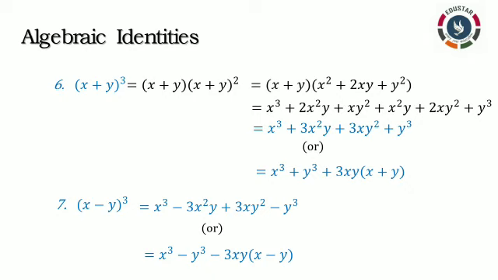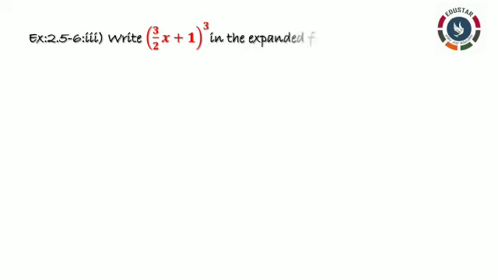Now let's discuss a few sums based on these two identities. Exercise 2.5, sixth sum, third subdivision. Write 3 by 2 into x plus 1 the whole cube in the expanded form. So which identity do we have to use here? Sixth identity, that is x plus y the whole cube is equal to x cube plus 3x square y plus 3xy square plus y cube.